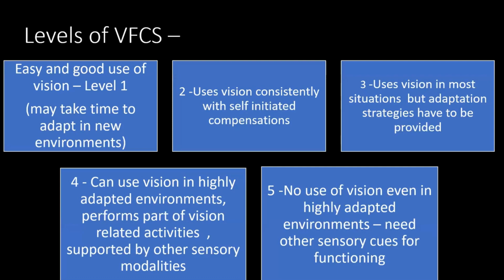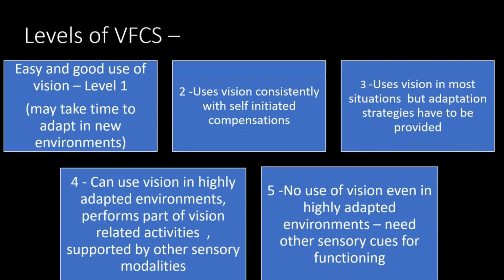The first level is the best level, which means an easy and good use of vision. The child does not struggle much to use his vision. Sometimes in new environments he may take some time, but readily adapts to the environment without any modifications to the environment or any self-initiated compensations.